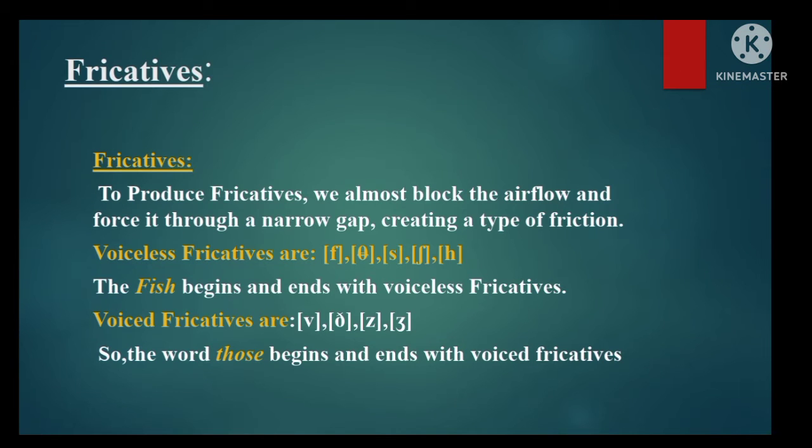Fricatives. To produce fricatives, we almost block the airflow and force it through a narrow gap, creating a type of friction. How are the fricatives produced? We almost block the airflow and then force it through a narrow gap. Actually, it creates some type of friction. There are the voiceless fricatives, which are the fa, th, sa, sh, and ha sound. The word fish begins and ends with a voiceless fricative. Voiced fricatives are v, the, z, and y sound. So the word those begins and ends with voiced fricatives.